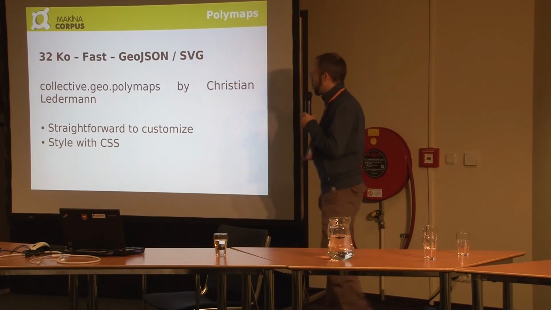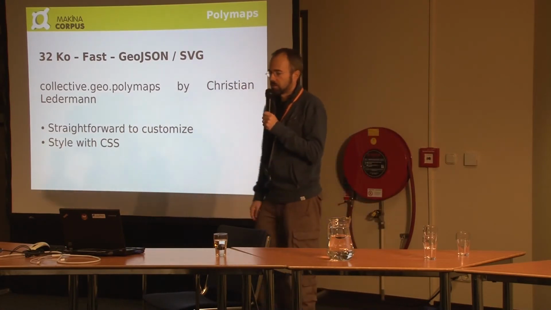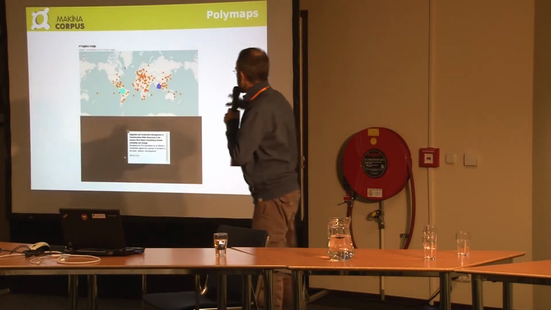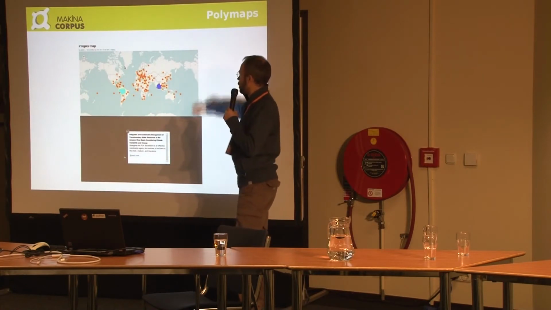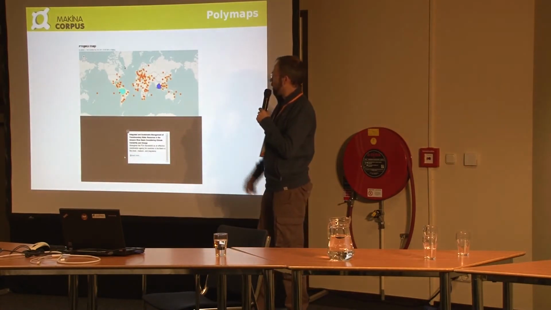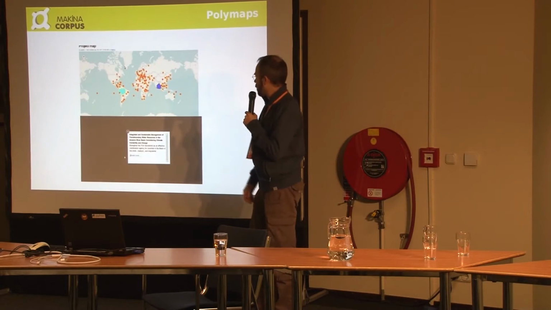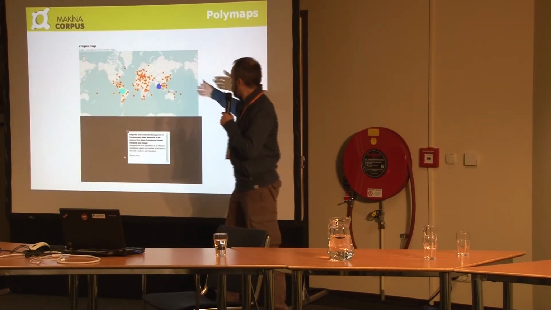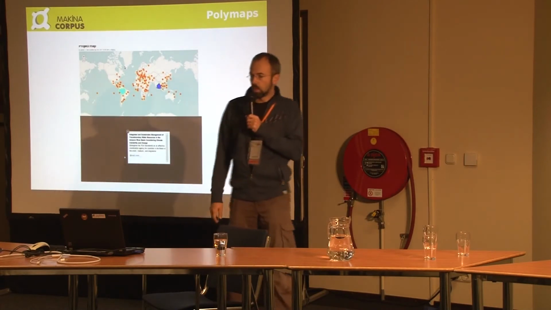Well, it's quite straightforward to customize. And everything is styled with CSS. So you can do things like that with Polymaps. That's pretty much a collection of Plone contents which have a location. And you can display it with a map that way, okay? Having a pop-up with information and so on. And you can have points, you can have polygons and so on. So that's really easy to use.